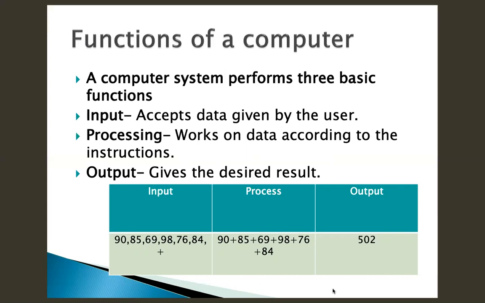In the input, we have given the computer my data and instruction: 90 plus 85, 69, 98, 76, 84. All these numbers are to be added. That is my input. As I give the input, the computer will process it. It will add all this because I have already given the instruction. So it will process it and then give me the output. The accurate, 100% correct output is 502.